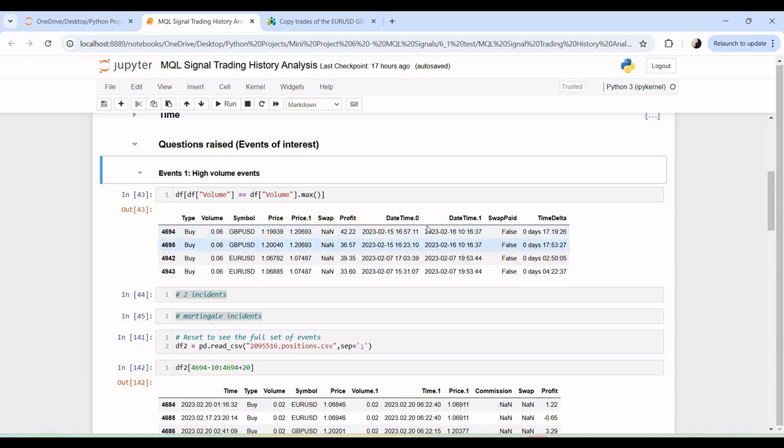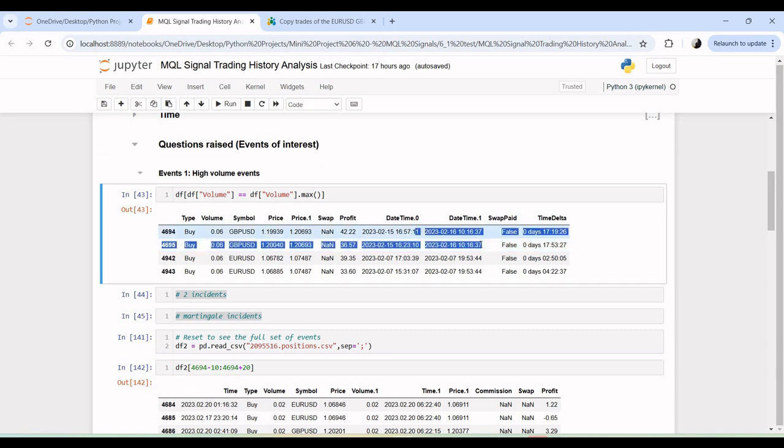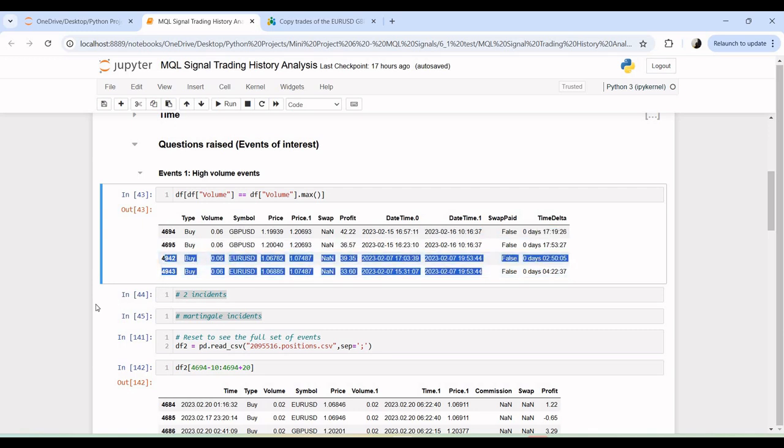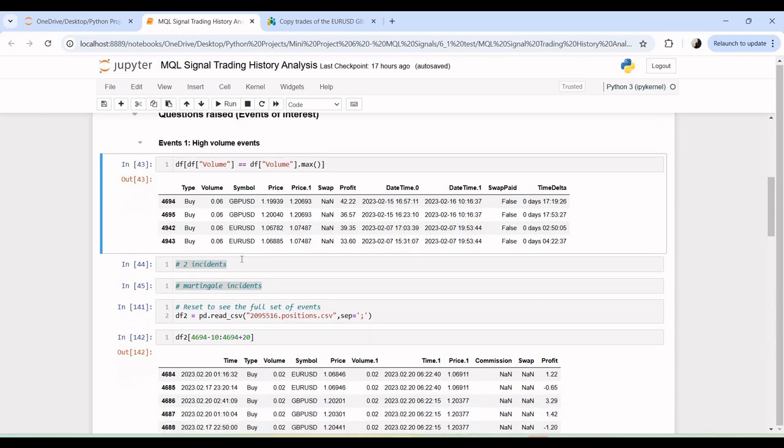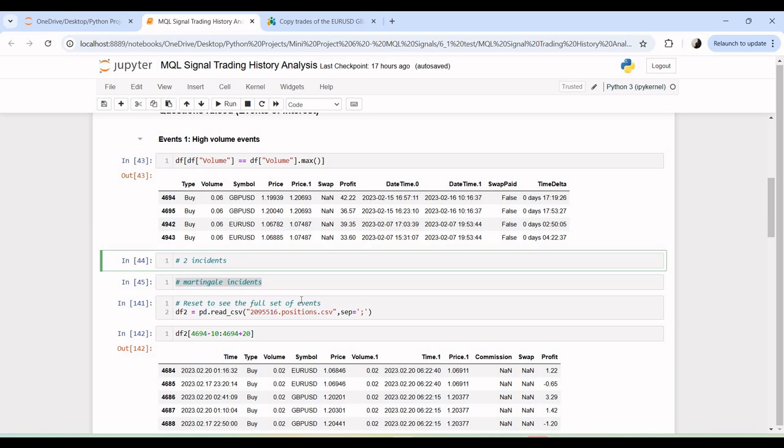One should also take note that 2 of these end at exactly the same time and are on the same pair in the same direction, and in terms of indexing are right next to each other. The same goes for the other 2. So right off the bat, we see that we can maybe group them and think of them as just 2 incidents.